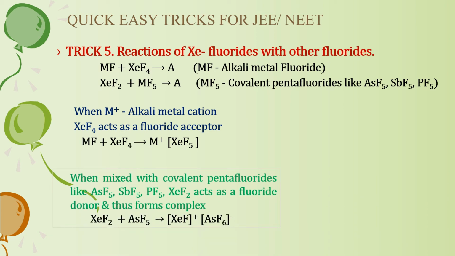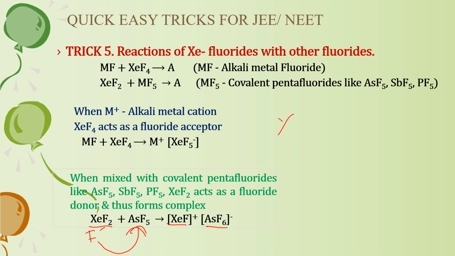Now the next we have is when the reaction is with a covalent pentafluoride. So here the trick is that you just have to remember that the xenon fluoride is going to be acting as a fluoride donor. So now it will be donating F negative, so it will be adding up to the covalent pentafluoride. So if it is XeF2, then it will be losing F negative. What it will be is XeF positive. And here it is gaining this F negative, so it is going to be AsF6 negative.